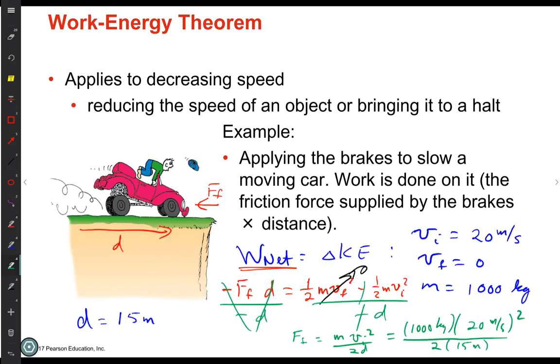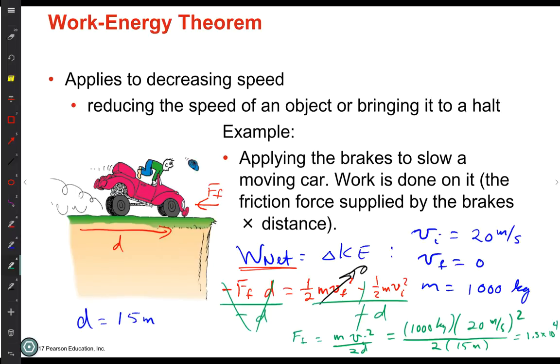20 squared is 400. 400 divided by 2 is 200. 200 times 1,000 is 200,000. And 200,000 divided by 15, I don't know. 2 divided by 15, I should know this. 13,333 and a third. I was right. Just kidding, I said 20. 1.3 times 10 to the, let's see, that'd be 4? Yes, I believe it's 4.